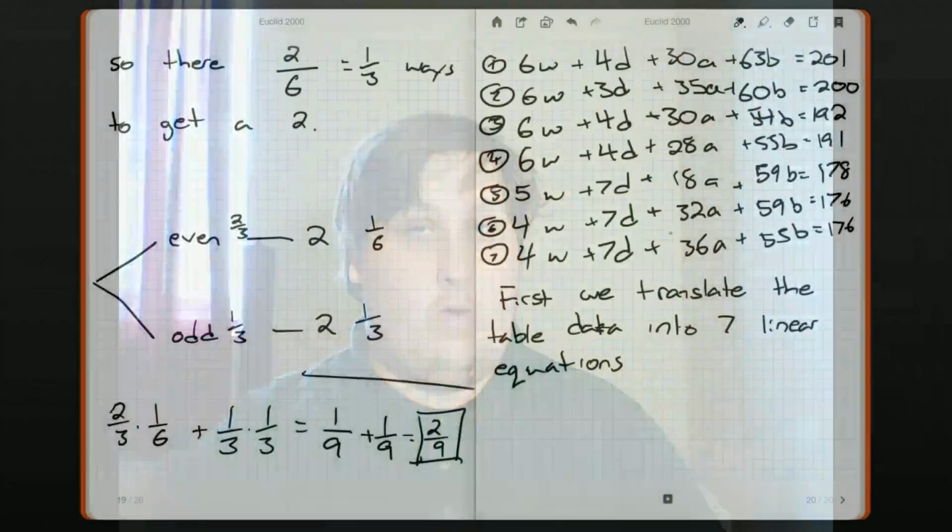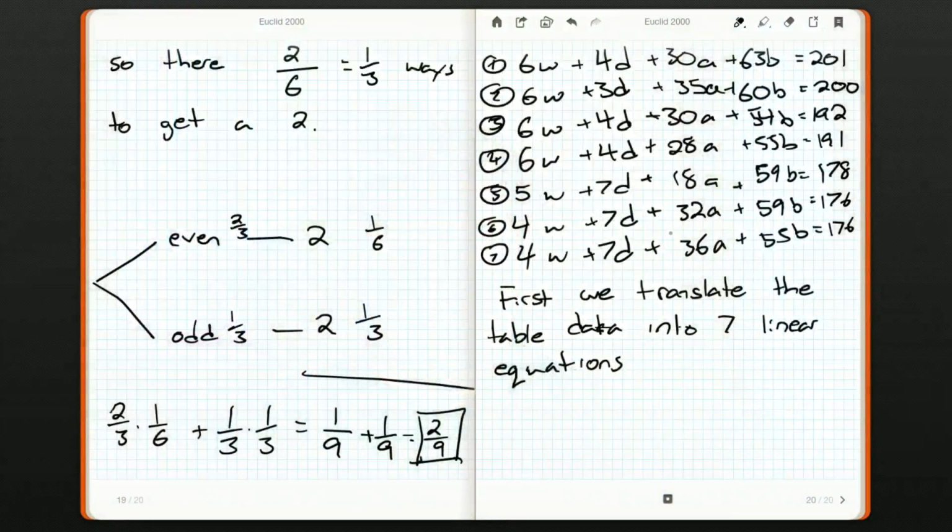We're going to look for 2 equations that have a lot of the same values in common, and use those to try and isolate for their different values and see if we can come up with much simpler equations that we can use, like 1 and 3. So what we're going to do is we're going to take equation 1, and we're going to subtract equation 3. So that's 6w plus 4d plus 30a plus 63b. That's 201.